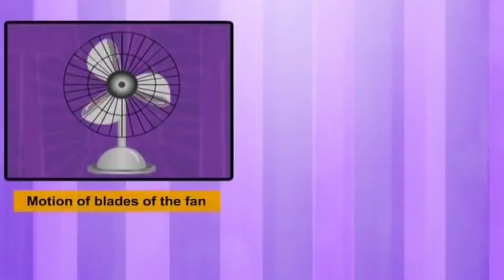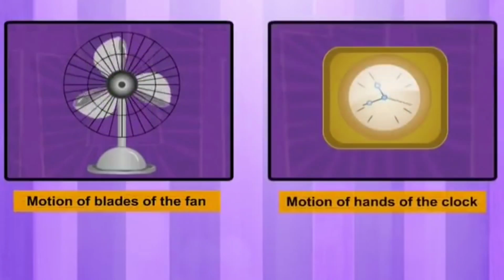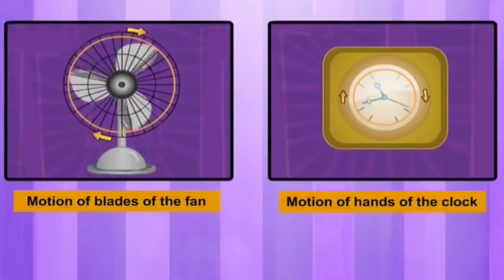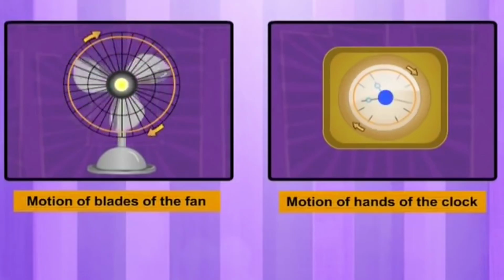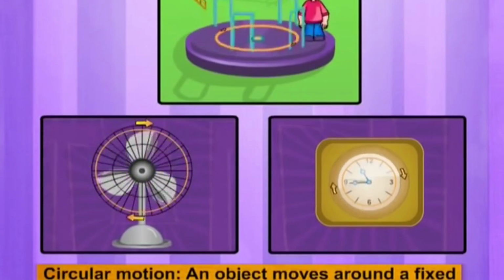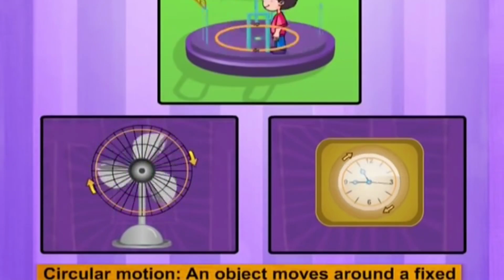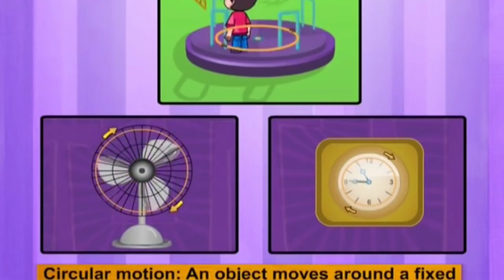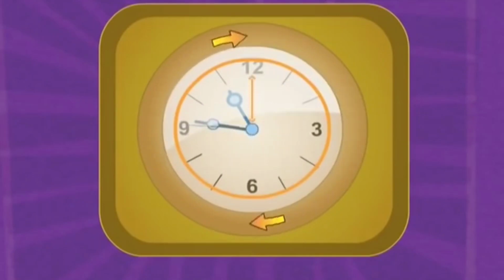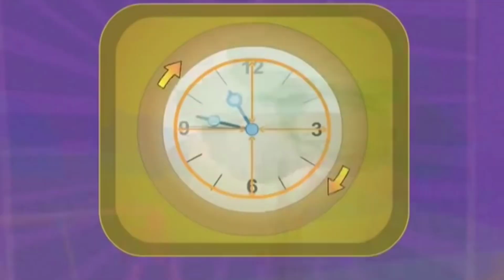Now observe the motion of the blades of the fan or the hands of the clock. In both these motions, just as in the merry-go-round, an object is moving around a central fixed point or an axis. When an object moves around a fixed point such that its distance from the center remains the same, it is called a circular motion. Recall that in a circle, the distance of each point along the circumference is the same from the center.